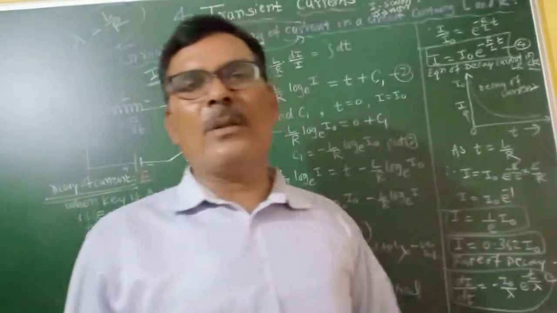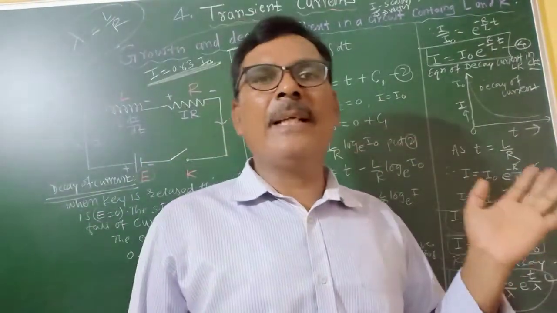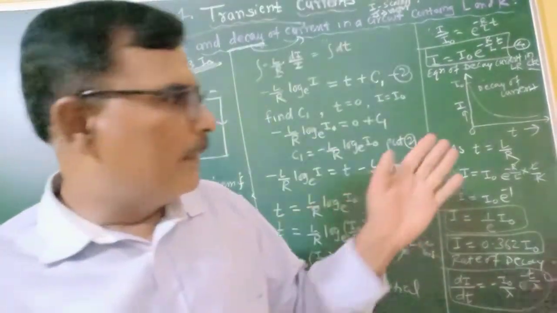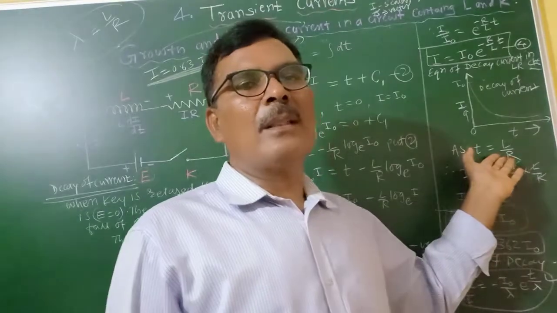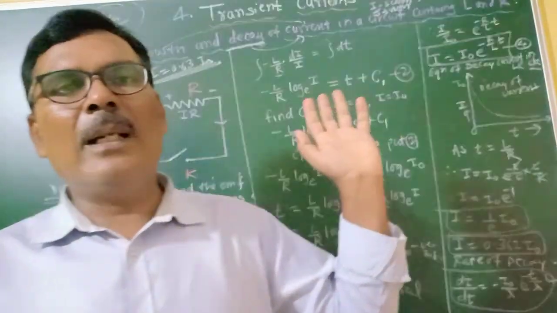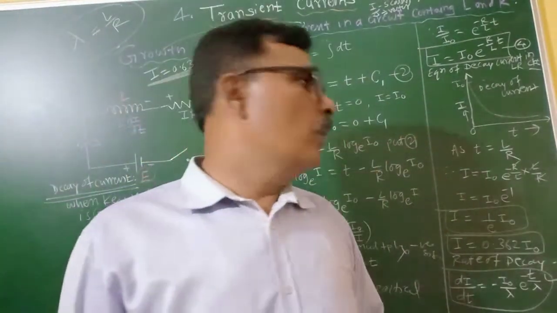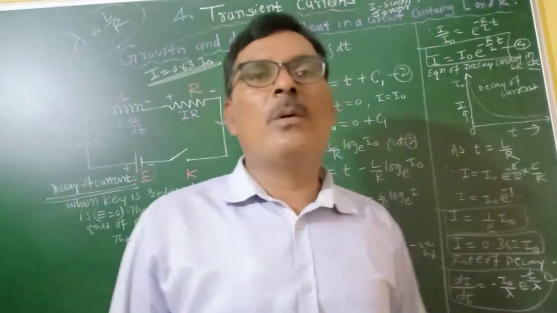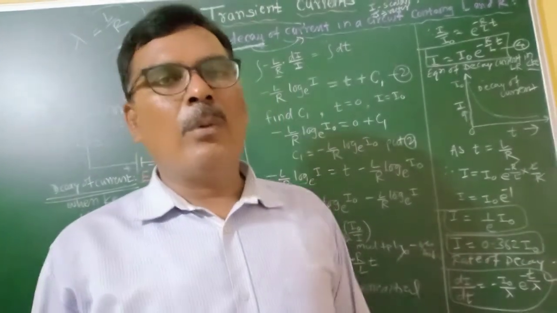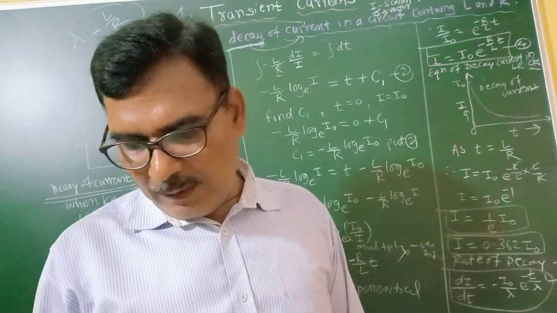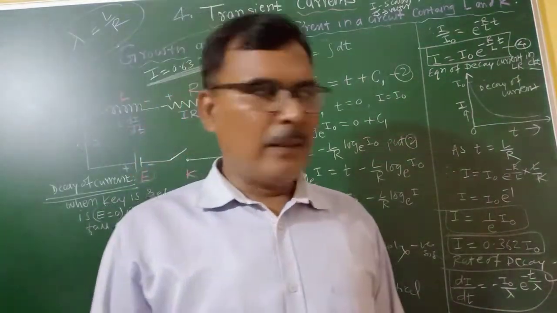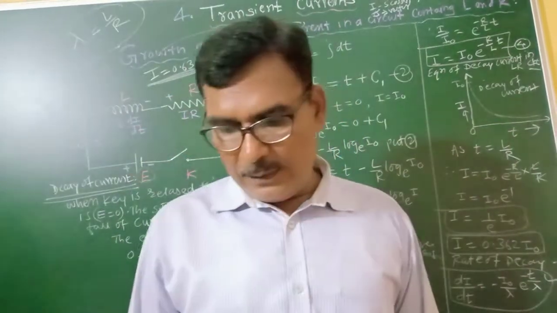Sometimes L and R are given. L is given in henry or millihenry, and R is the resistance of the circuit, which can be given in ohms and kilo ohms. We have to calculate the time constant for growth and decay for the study of the LR circuit. Write down all things, these are very important. Thank you.